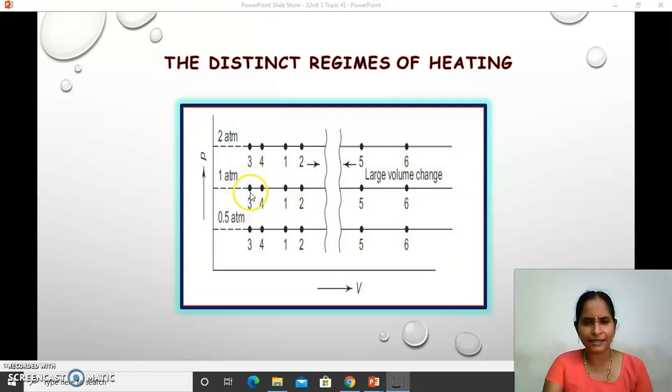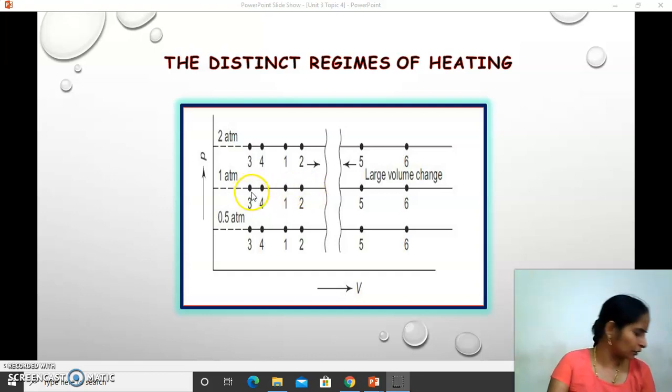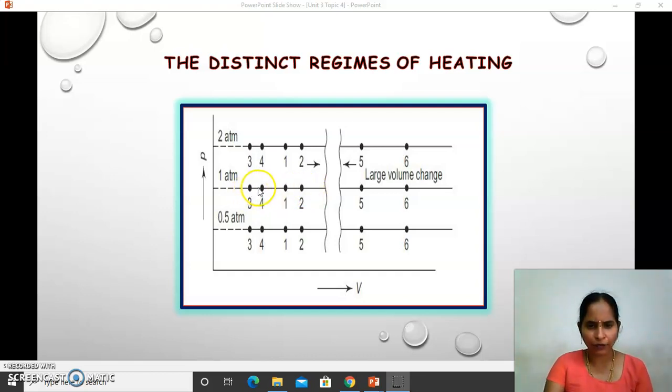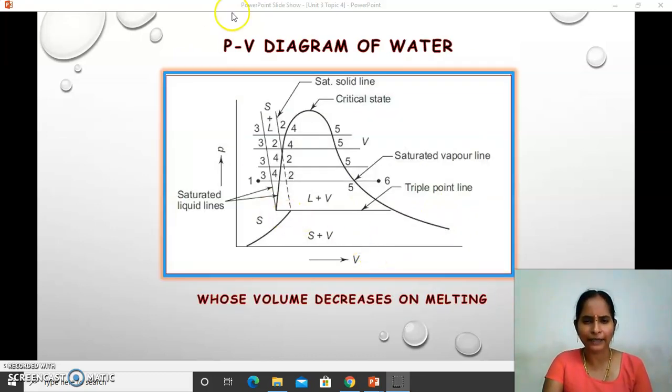2 to 3 it is converted to water. Okay, 2 to 3 it is converted to water, and 3 to 4 again heating takes place, and at constant temperature and constant pressure 4 to 5, all the water is converted to vapor. Okay, so again those points.